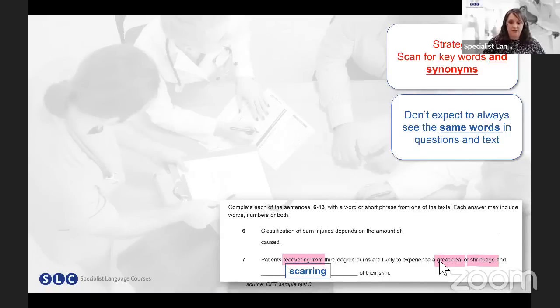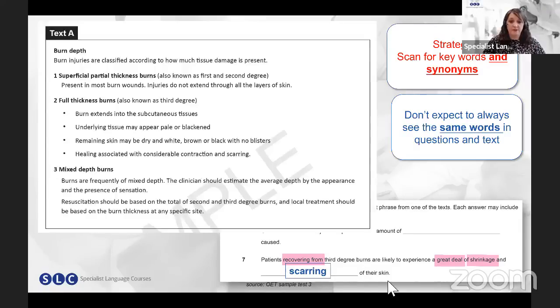So we've had a look at question 7. We know our answer is scarring. So now we're going to look at some of those synonyms that helped us to find the answer. So we know that we are looking in this section. Let's take a look and see if we can find what is the synonym for recover from and what is the synonym for a great deal of shrinkage. So take a look at the text and pop your ideas into the comments box. What is the synonym from the text for recover from? And what is the synonym for a great deal of shrinkage?